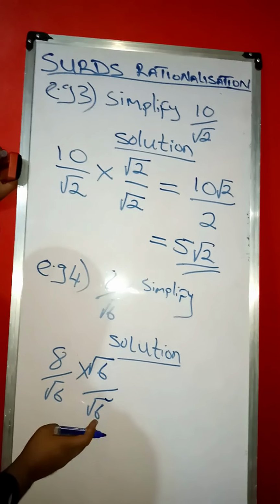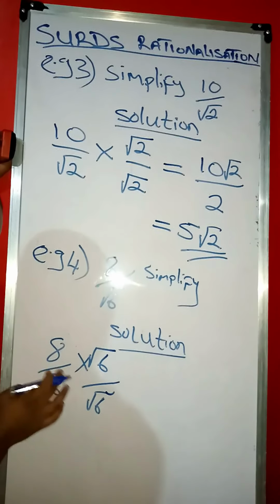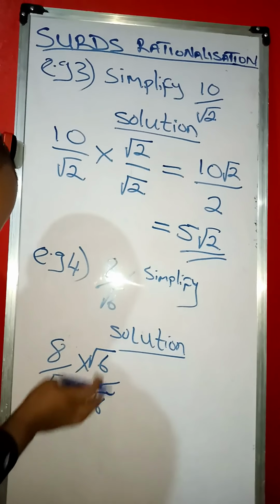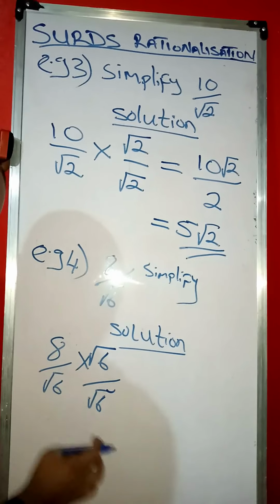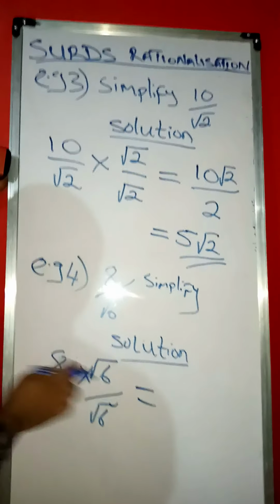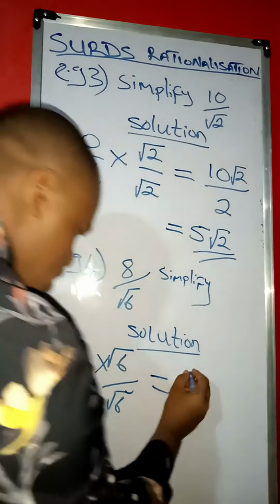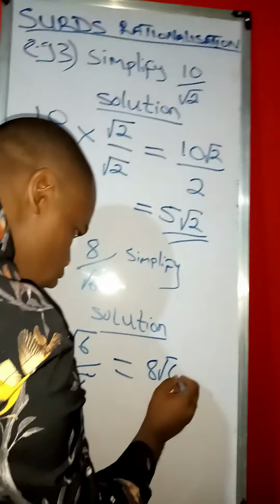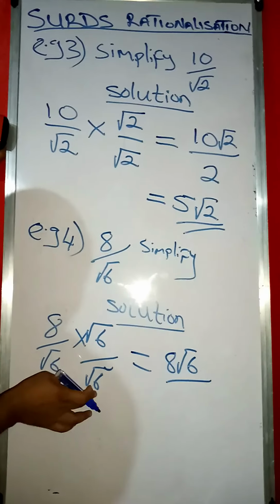I told you the reason why you're doing this is just to eliminate this, but in essence you've not changed anything, because this over this can still cancel to remain your question given to you. So let's multiply numerator times numerator. 8 times root 6 will give me 8 root 6 all over root 6 times root 6.